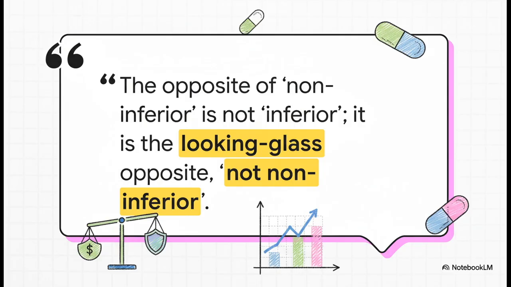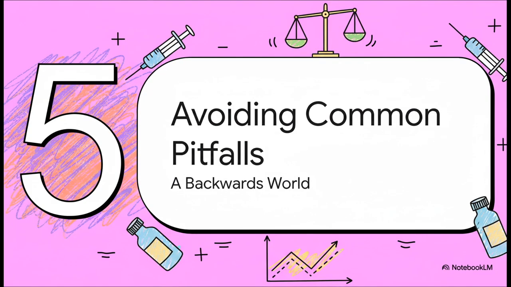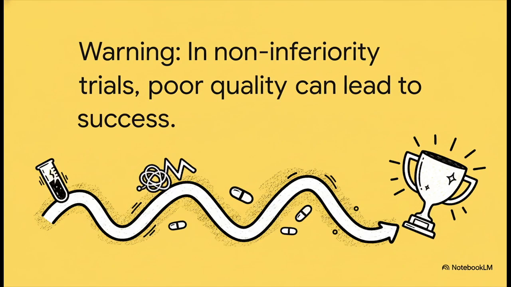So here's the crucial point. Failing to prove non-inferiority, meaning your confidence interval crossed that margin, it doesn't automatically mean your treatment is inferior. It just means you failed to prove it wasn't unacceptably worse. The result isn't inferior, it's not non-inferior. I know, it's a mouthful. Now, because all this logic is inverted, you have to be on the lookout for some very unique traps. These are dangers that can totally sink your trial if you're not careful, so you have to plan for them from day one. Okay, this is, without a doubt, the most dangerous paradox of these trials.